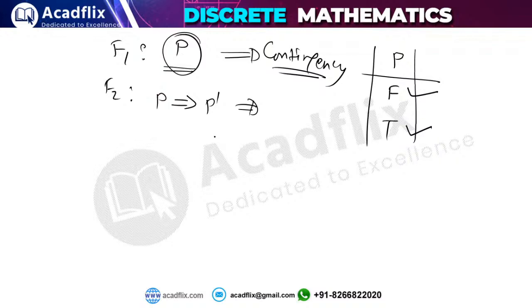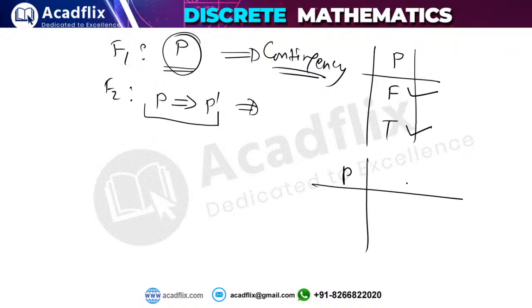Anyone want to try? This formula F2, P implies Q. What is it? Contingency, contradiction, or tautology? Okay. Let's see.